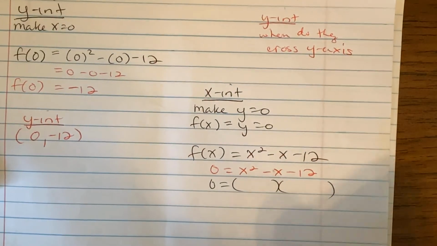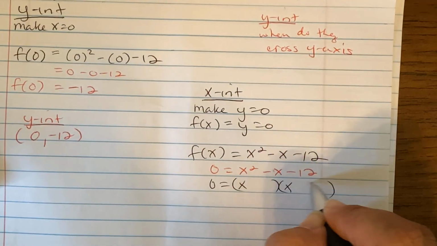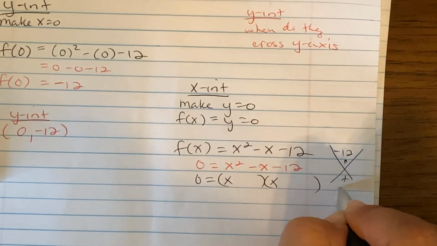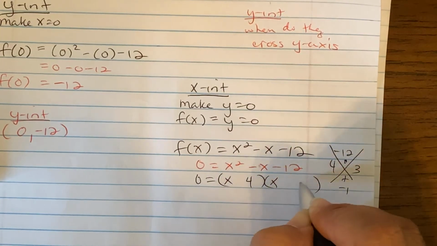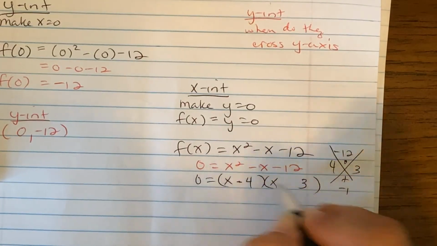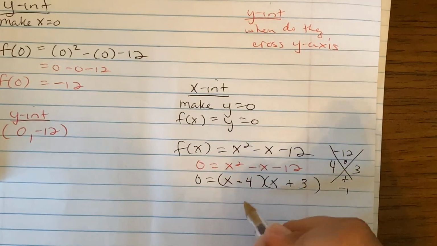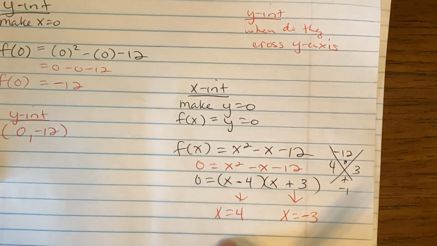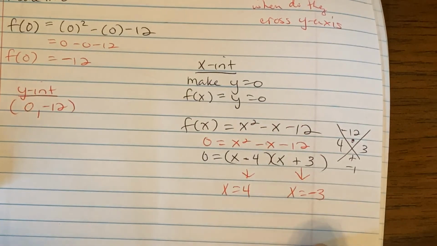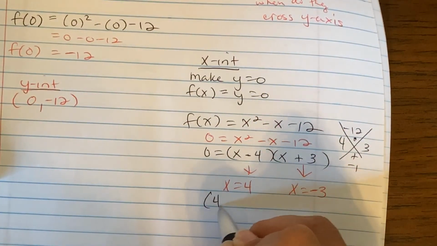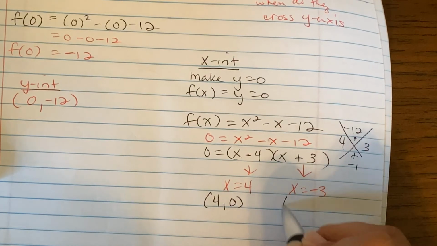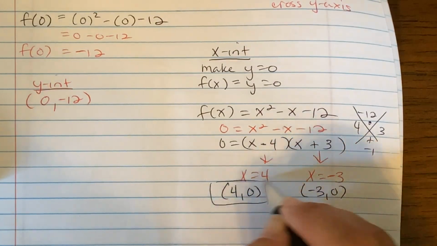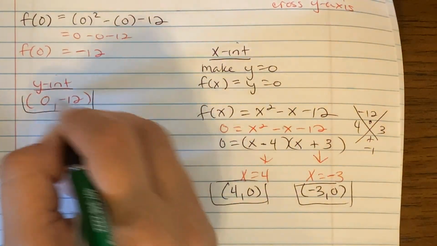2 parentheses, x. Numbers that multiply to be 12, they can give you negative 1. Remember, it has to multiply to be negative 12 and add to be negative 1. Well, that's only 4 and 3. To give you negative 1, the 4 is negative and the 3 is positive. So we have x equal to 4, x equal to negative 3. But we don't use just 4 and negative 3. We need to write them as ordered solutions. So your points are 4, 0 for the first intercept, and negative 3, 0 for your second x-intercept. So here are our x-intercepts, and then our y-intercept.